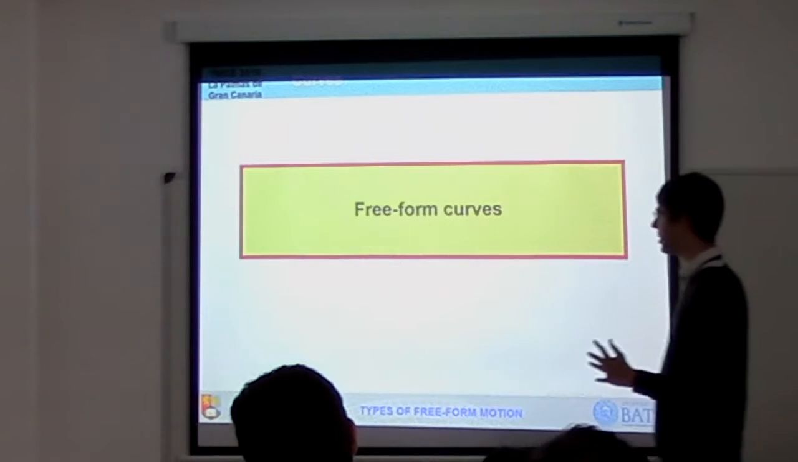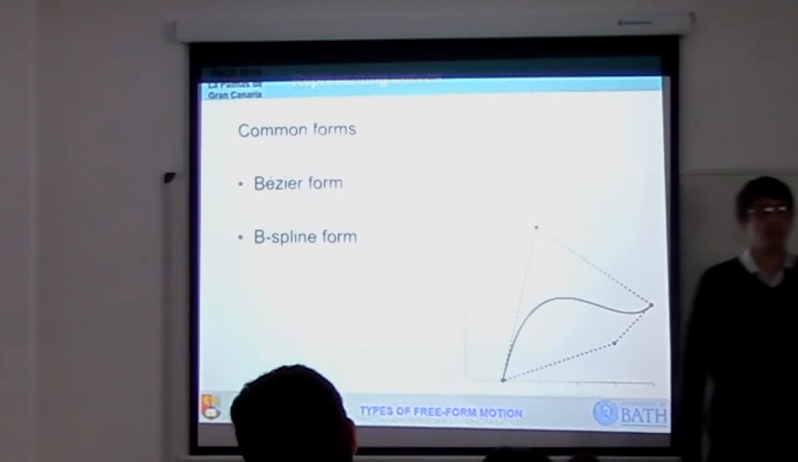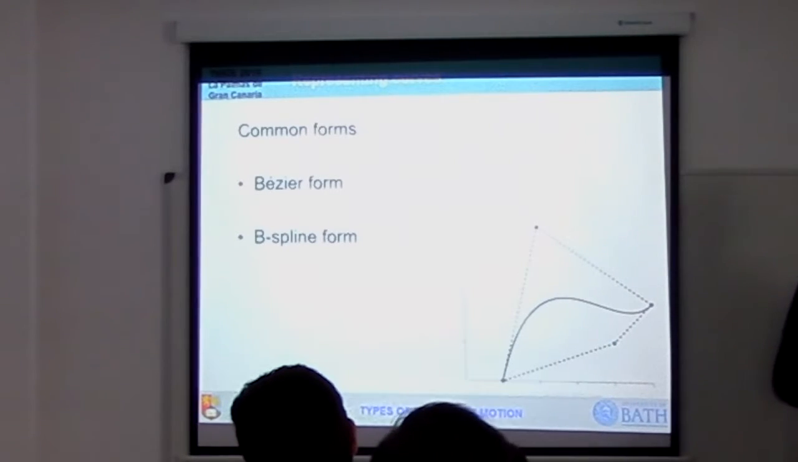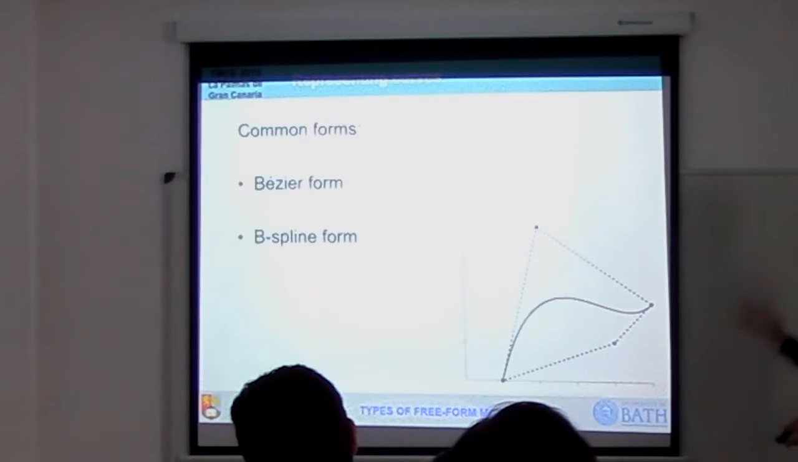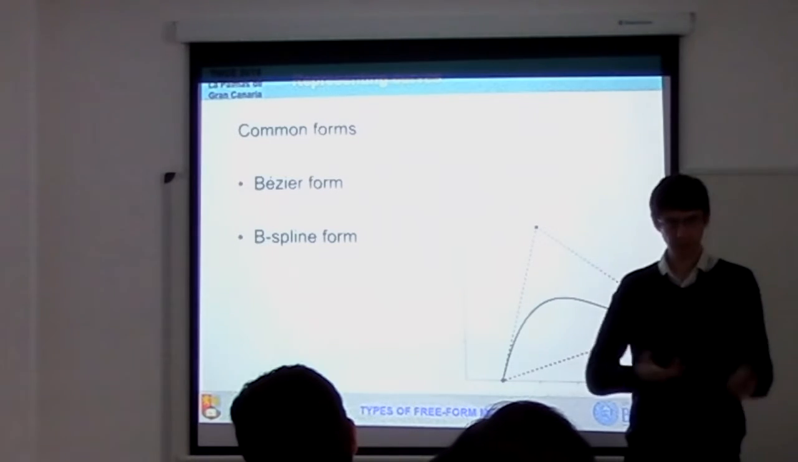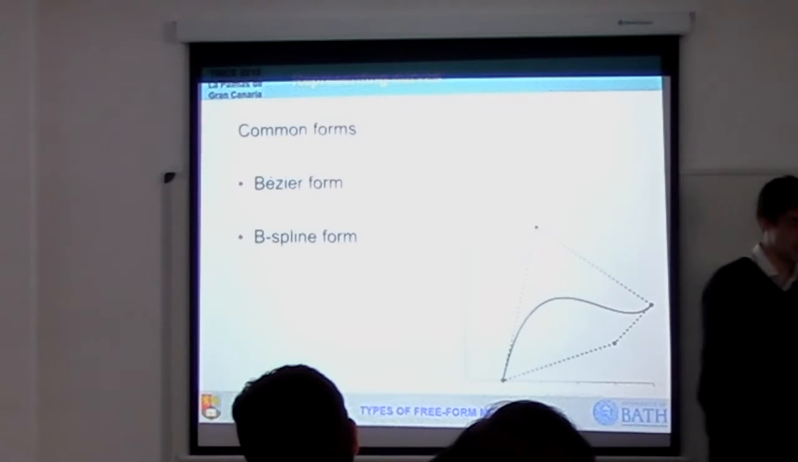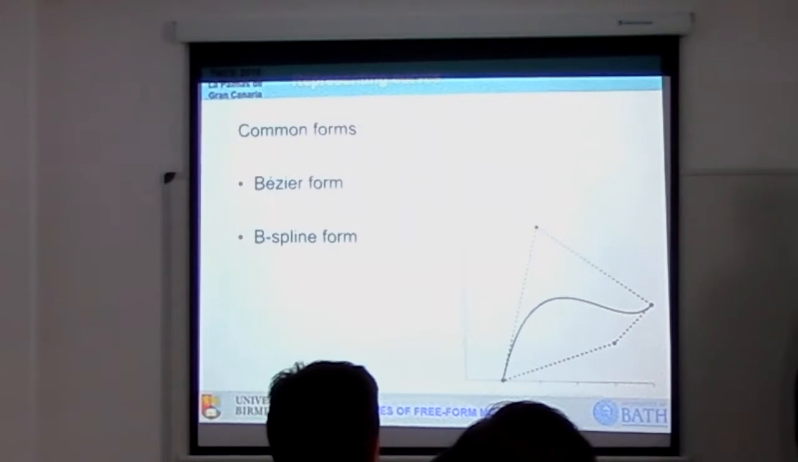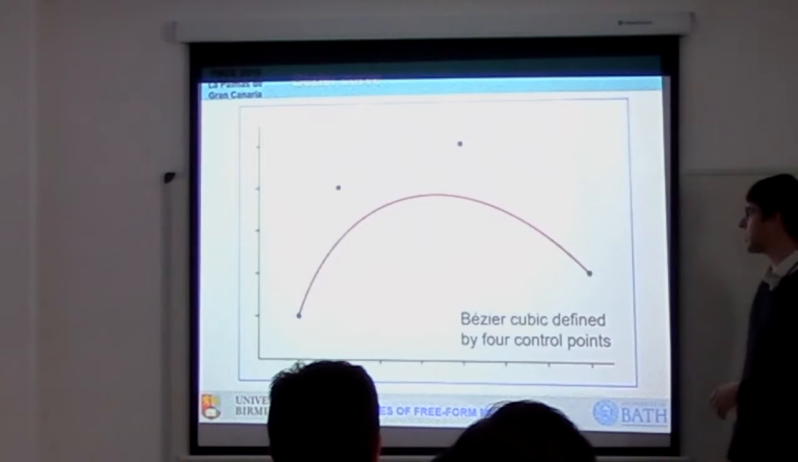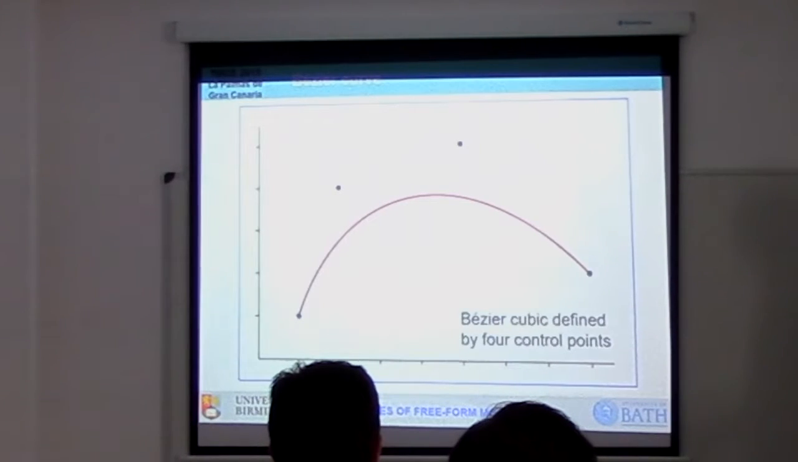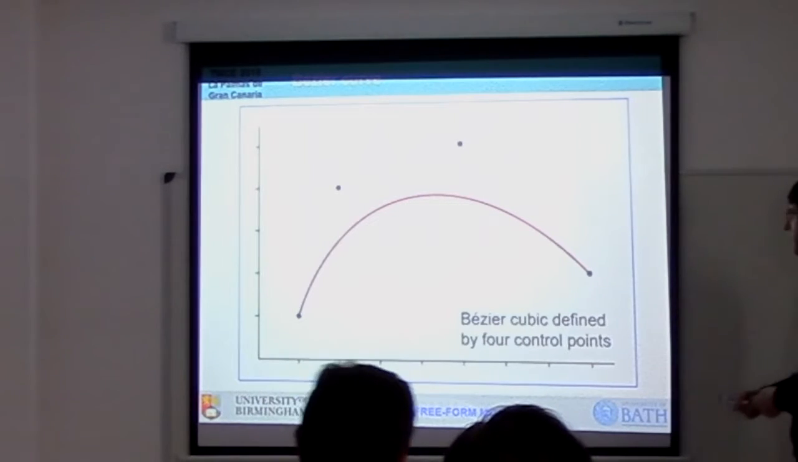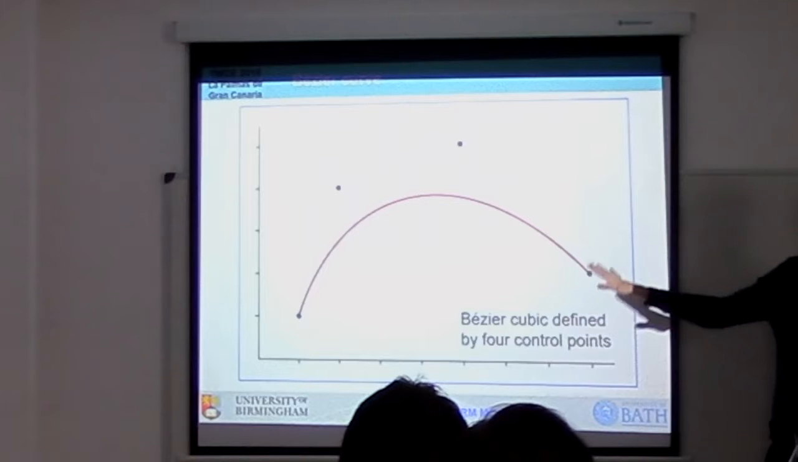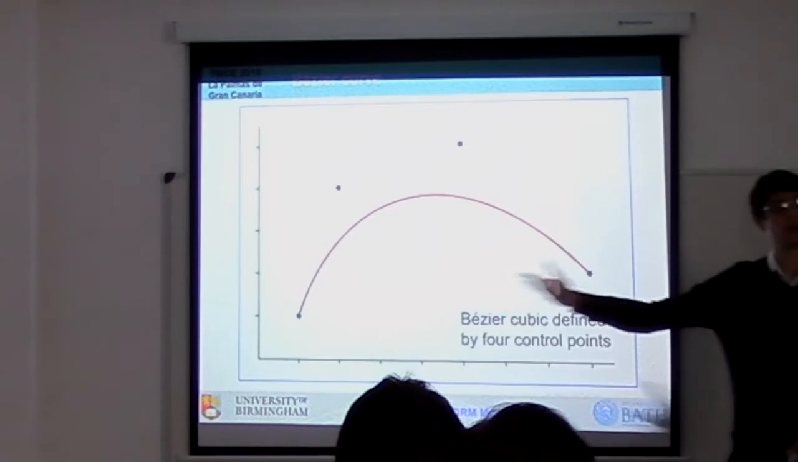Okay, think about free-form curves. Perhaps the most familiar curve design tool is the Bezier and B-spline forms. So hopefully many of you are familiar with these. To begin with, we're going to look at the Bezier form, and we will revisit the B-spline later, because they're very, very similar in nature. So if I have a Bezier curve, in this case we're going to have a cubic Bezier, we have 4 control points, and from those 4 control points I want to generate a curve.